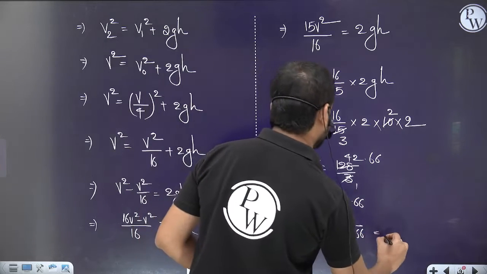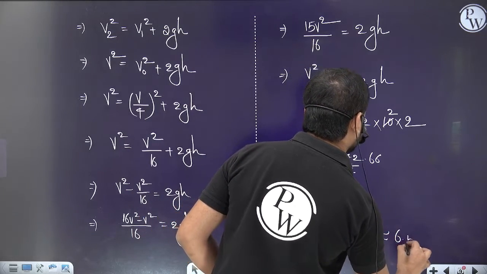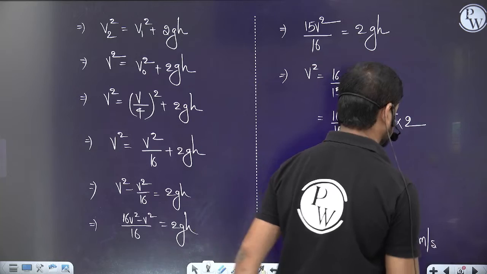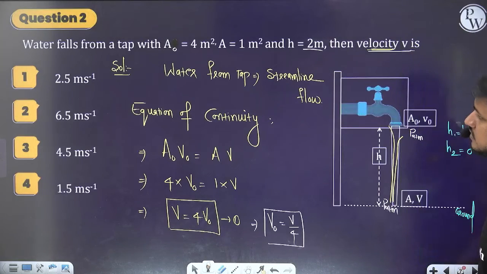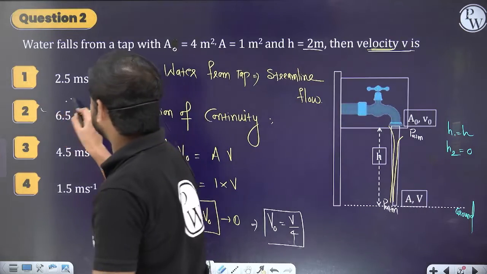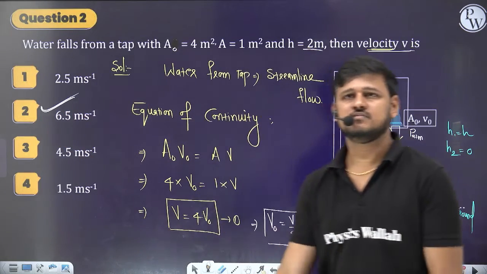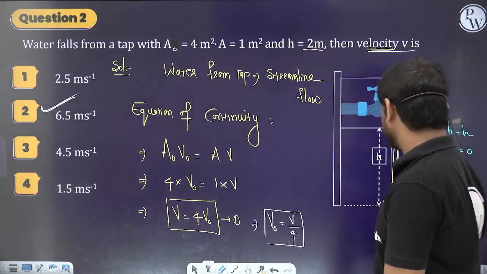So something around approximately, I'll write 6.5 meter per second, close option. So we can choose, first check the option so that you'll get the idea. 6.5 is there, so you can choose the 6.5. Clear guys? Understood the procedure?